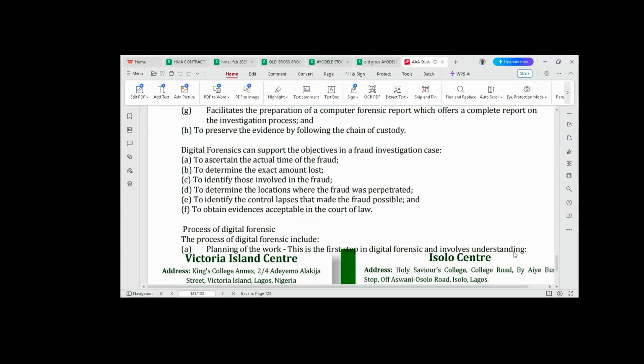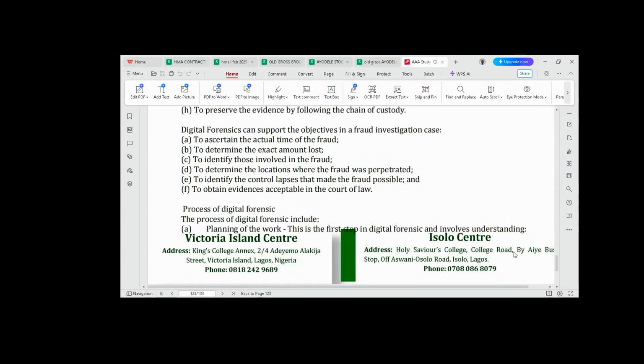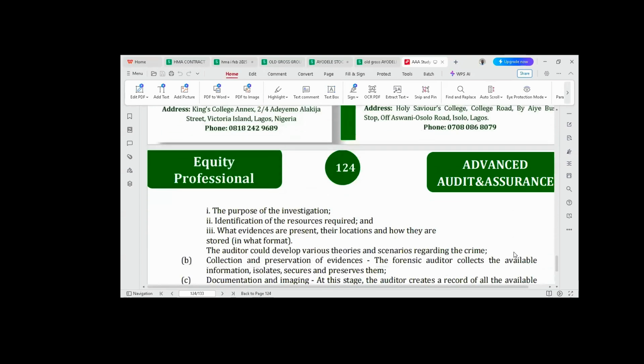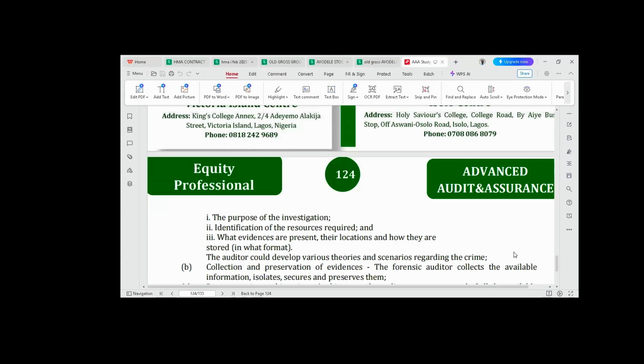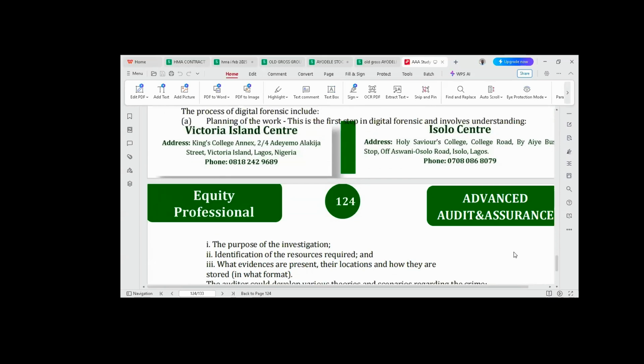All right? So the processes of digital forensics are as follows. Planning the work. Just like the way you do your normal audit, you have to plan the audit. That means you have to understand the processes and how the processes could be breached. In planning the audit, you will have an understanding of the purpose of the investigation. You need to talk about the resources required. Then you need to look at what evidence is present, its locations, and how it is stored, that is, the format it is stored in. So the first one is the planning of the work.